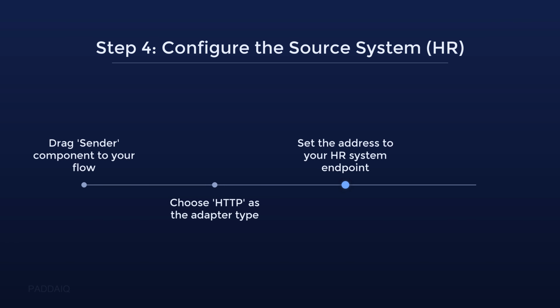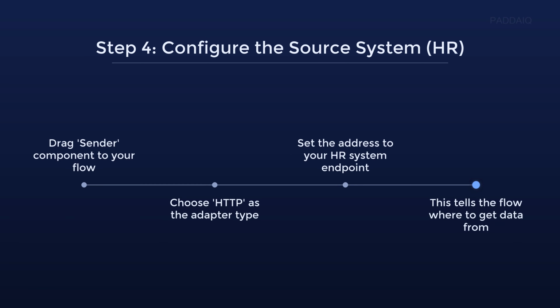Set the address to your HR system endpoint. This means telling SAP BTP exactly where to find your human resources data system on the network. For example, if your HR system is hosted at a URL like https mycompanyhr.com API, you would enter that address. This step is essential for establishing a secure and reliable connection.